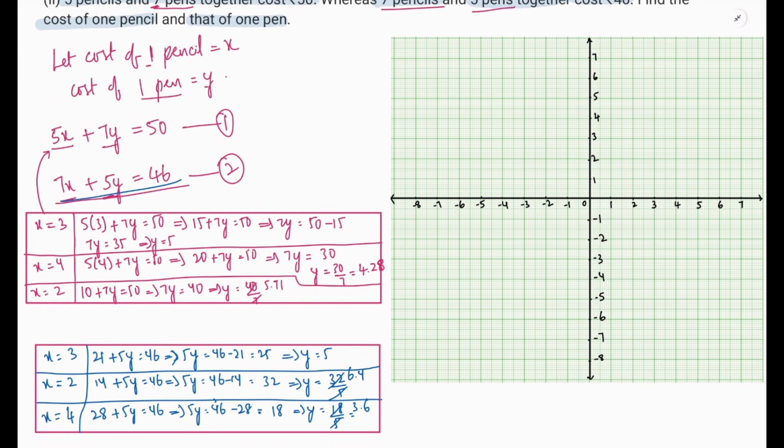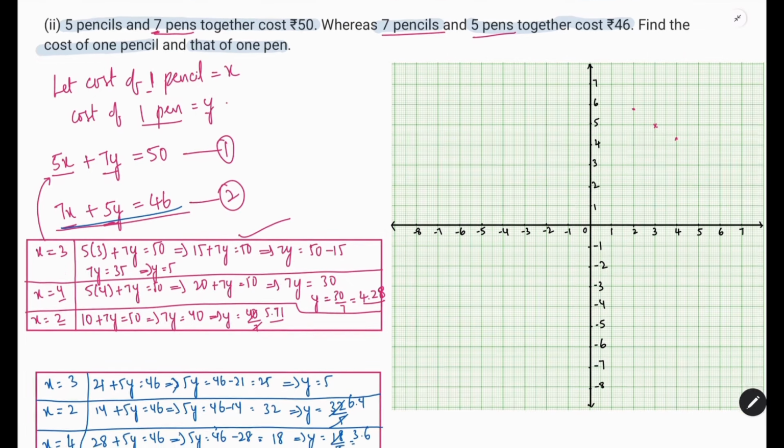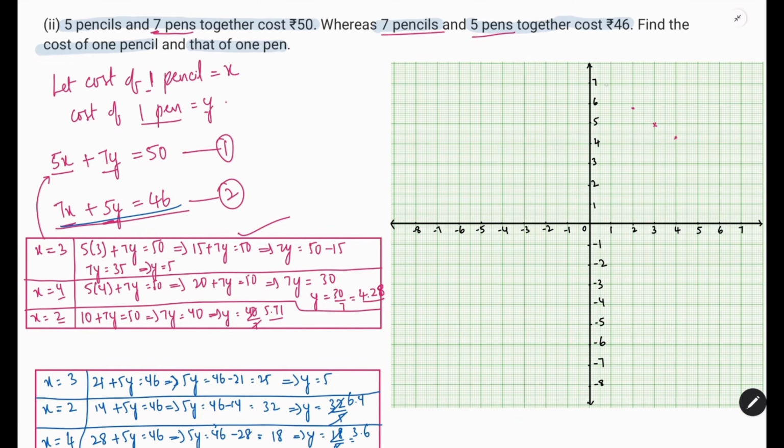Here from the first equation, if x is 3, then y is 5. If x is 4, then y is 4.28. If x is 2, y is 5.71. Now join these points. This is the line.